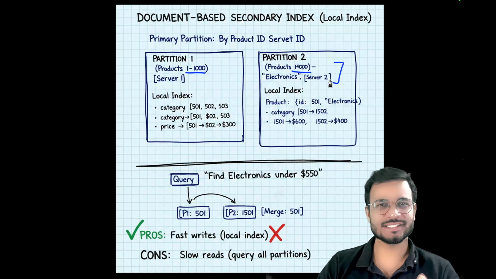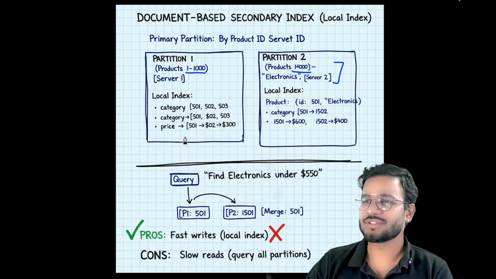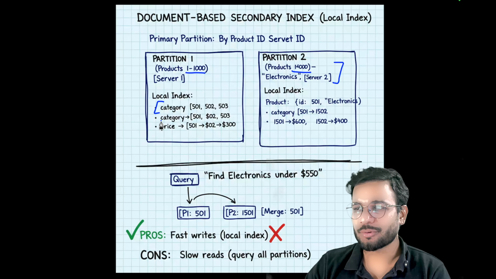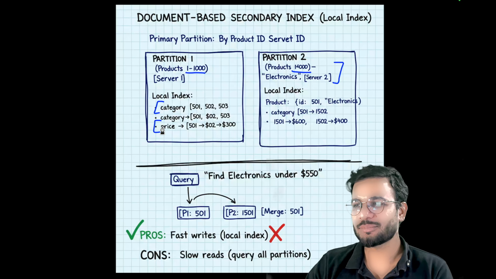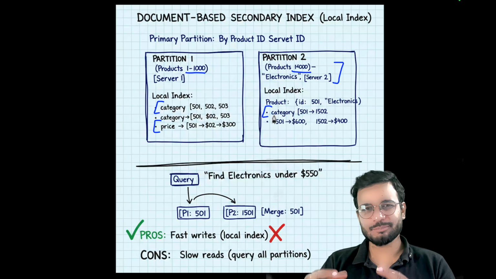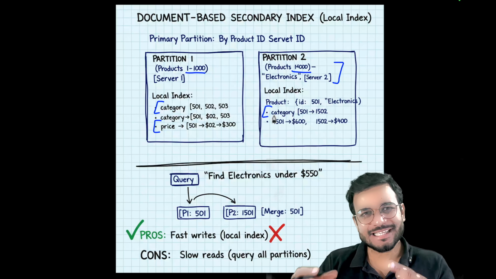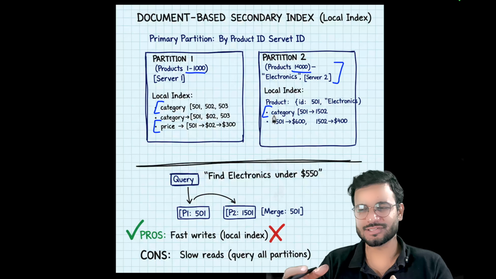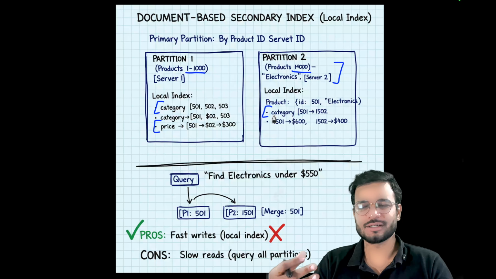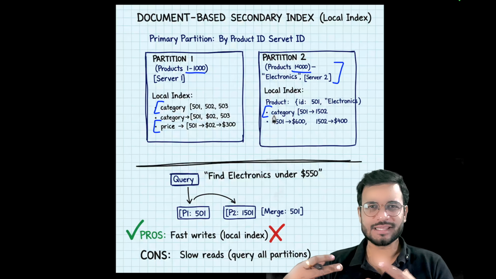Along with that, we create a local index. We store the data by category. We store the data by price in all the partitions. Similarly, we store the data by category here. So this is called a local index. We create an index from the data we already have in that specific partition. That way, it becomes easy to search within the partition. We can easily do binary search.